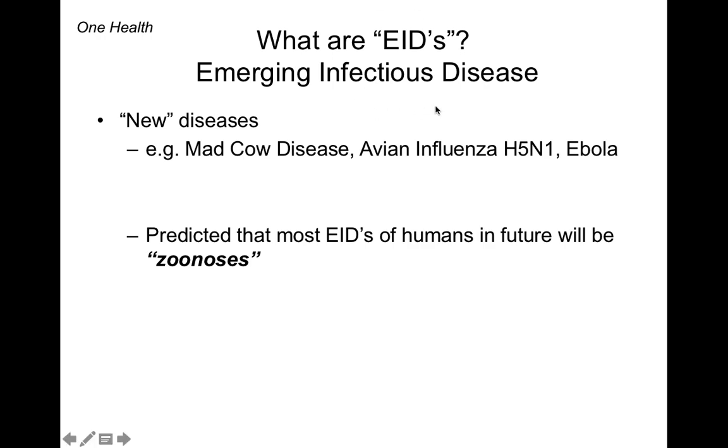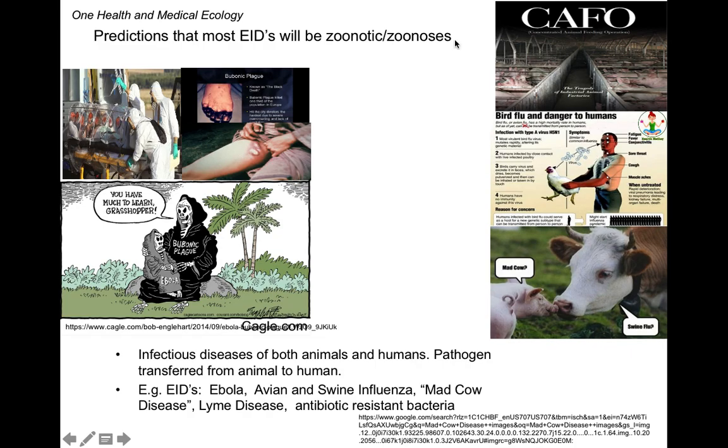So EIDs, you guys, emerging infectious diseases, so-called new diseases within maybe the last 30 or 40 years. So mad cow disease, avian influenza, H5N1, Ebola. And again, folks, it's predicted that most of the new emerging infectious diseases of humans in the future will be zoonoses, and these are all zoonoses, right? And these are just some examples, folks. So Ebola was zoonotic. I put bubonic plague in here. Bubonic plague is not an emerging infectious disease, but it is zoonotic.